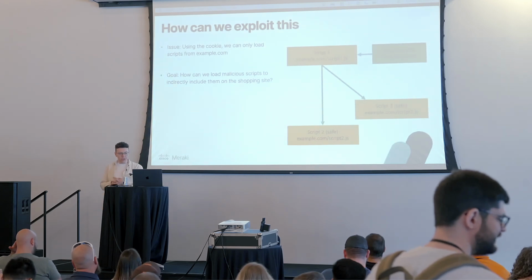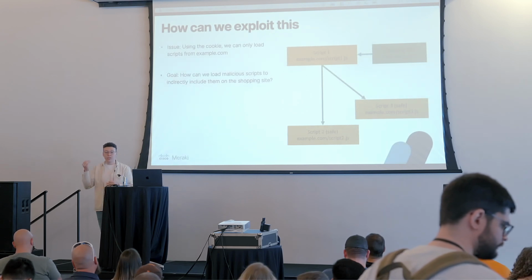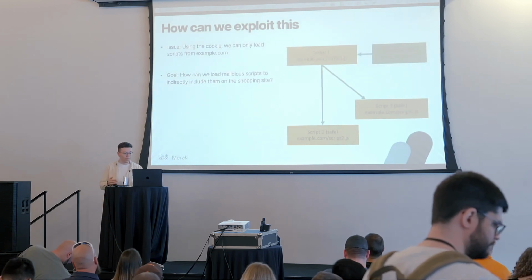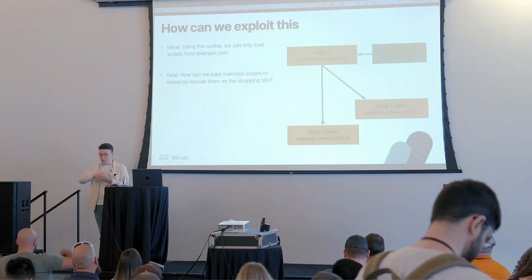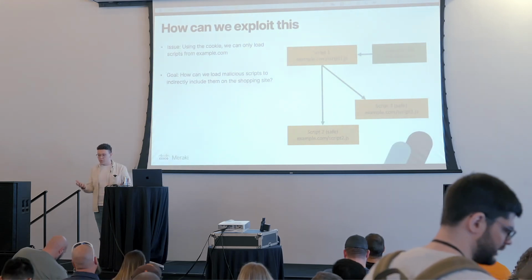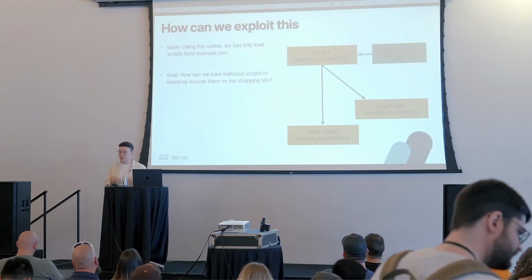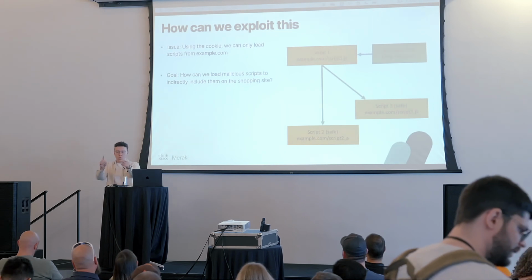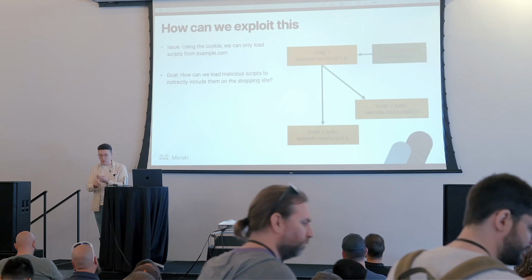But as an attacker, we found that we have this limitation where we understand we can fetch scripts, but they can only originate from example.com. And our goal is to indirectly include malicious code into the shopping site. So how can we do this? Well, the whole thing changes if we can find a script that satisfies very specific conditions: 1, it originates from example.com, and 2, it has some kind of vulnerability.